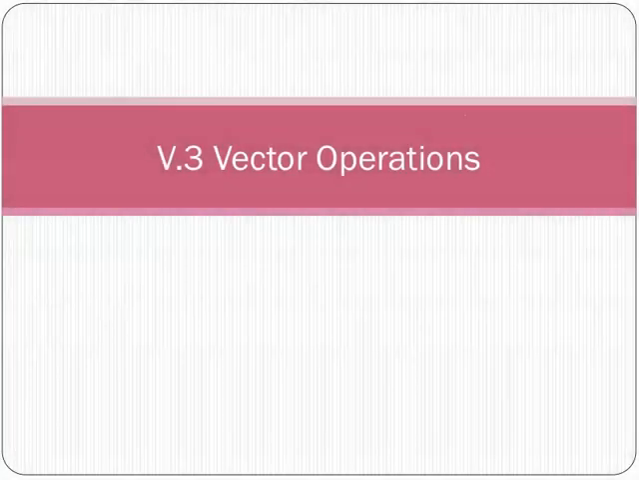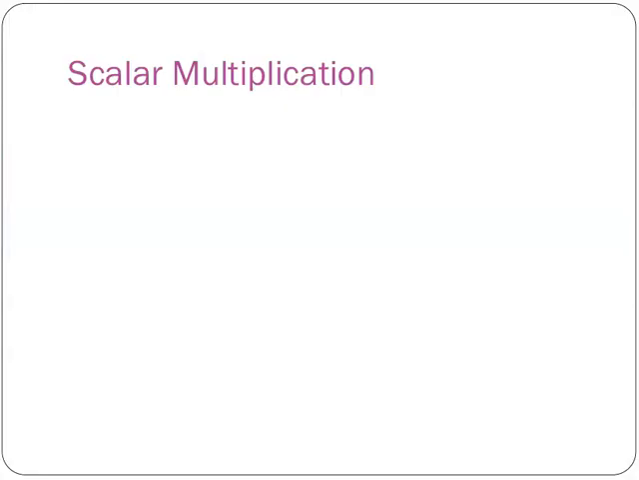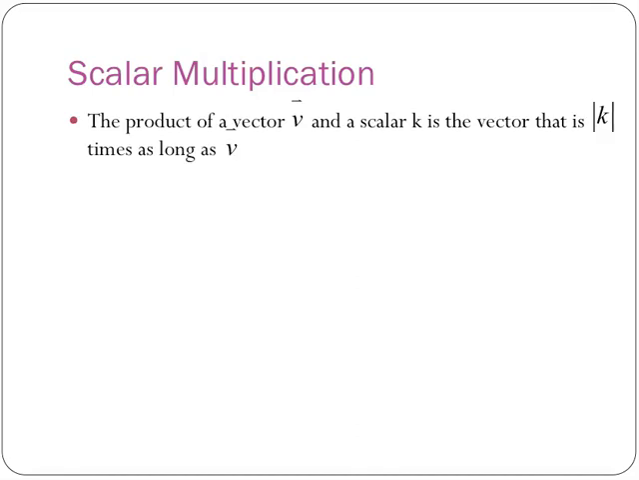We're going to continue our study on vectors today, talking about vector operations. First we're going to talk about scalar multiplication. Scalar multiplication is when you have a product of vector v and a scalar, or some constant, which we'll call k, and we would multiply those two, and that would give us the vector that is the absolute value of k times as long as v.